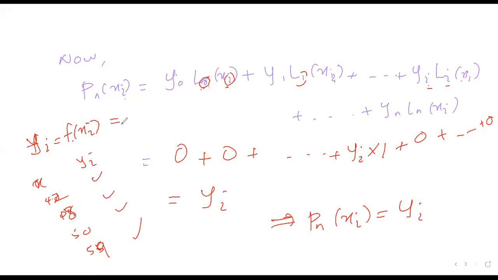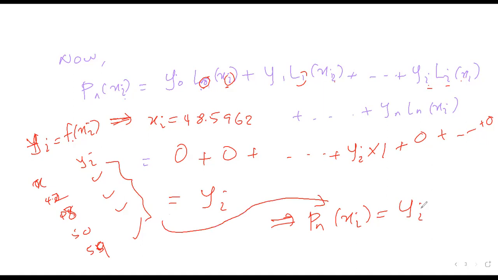But what if, for example, I put xi equal to 48.5962, something inside the interval? It can't be found directly. That's why we are using these values. We are finding something approximately equal to this f(x) value, one polynomial. Then whatever value we put, we can find y. That is the purpose of studying this. Hope you understand.